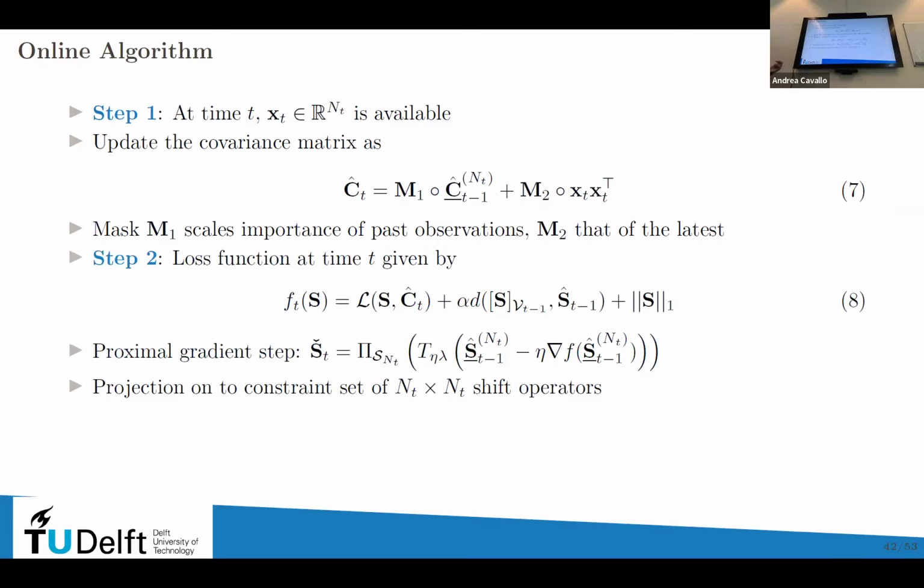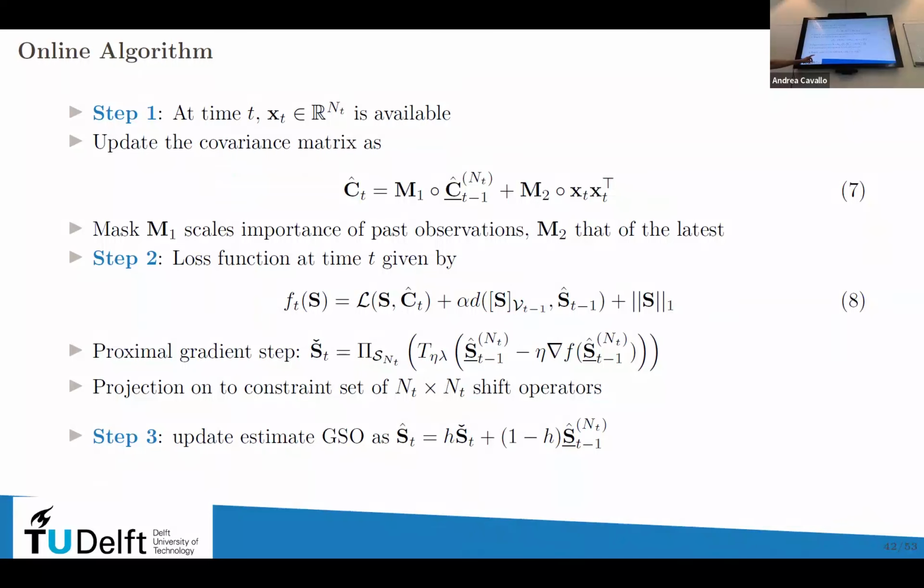Since in online learning we always have a loss at time t, we have our loss f t, which in this case is the loss which we had, and the type of update step is again a projected gradient descent. But since we can't take the gradient here because we have the L1 norm, which you can't take a gradient of, you need to do a proximal gradient, which is you take a gradient based on the differentiable part, and then you have a threshold operator, and then you project it. So this is our update step, and we are projecting onto the set of N t by N t matrices, how we want that S matrix to be. This will change depending on what you are estimating, right?